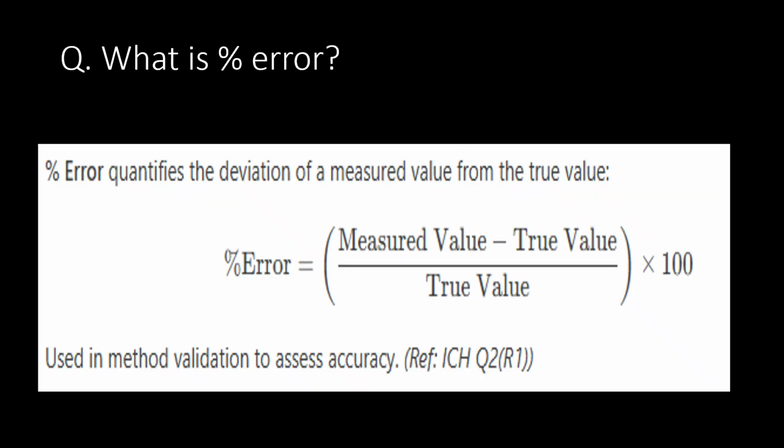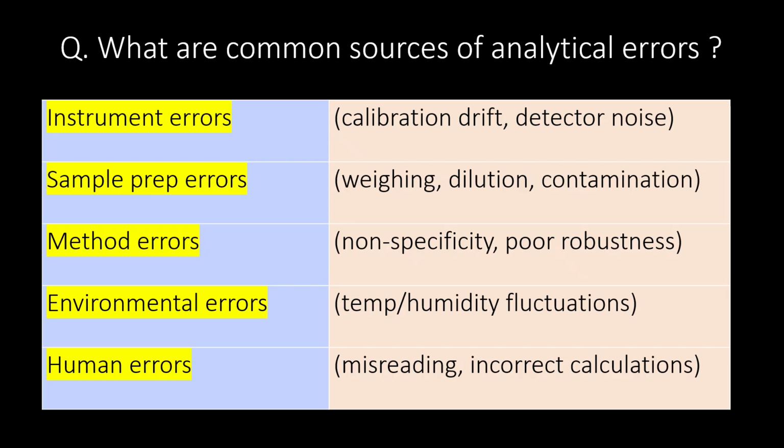What is percentage error? As per ICH Q2 R1, percentage error is equal to measured value minus true value divided by true value, and after getting the answer, we multiply it by 100. What are common sources of analytical errors? The common sources of analytical errors are instrument errors, sample preparation errors, method errors, environmental errors, and human errors.